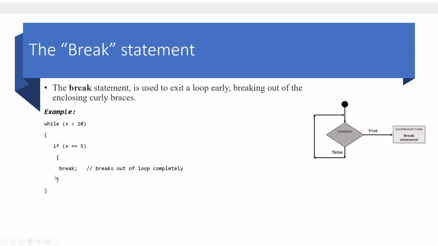So here one example is given. This is a while loop where I am checking whether the x value is less than 20 or not. I have already defined x with some value, for example, x is 0, and now I'm checking if x is less than 20. So it will go into this loop and it will again check if x is equal to 5, but currently my x is 0, so it will not go inside this if block.